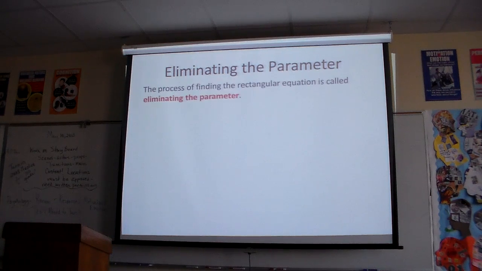Okay, eliminating the parameter. What we're going to do is find the rectangular equation. Suppose the parametric equation is this right here: x equals t squared minus 4, y equals 1/2 t. What I have to do first is solve for t in one of the equations. Obviously it'd be easier to solve for t in this one. Multiplying by 2 would give me this.